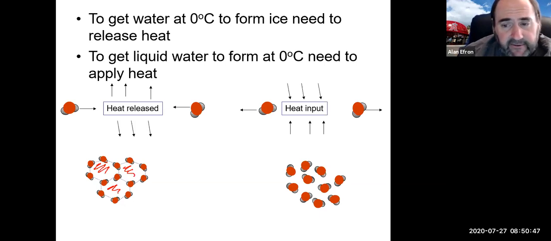And that's why ice, for example, will float on liquid water, right? You put it in your soda, and it floats to the top, rather than sinks like most things in a solid state.